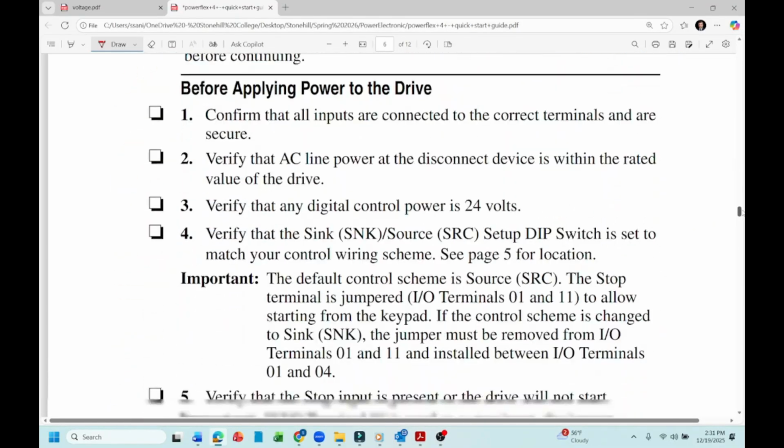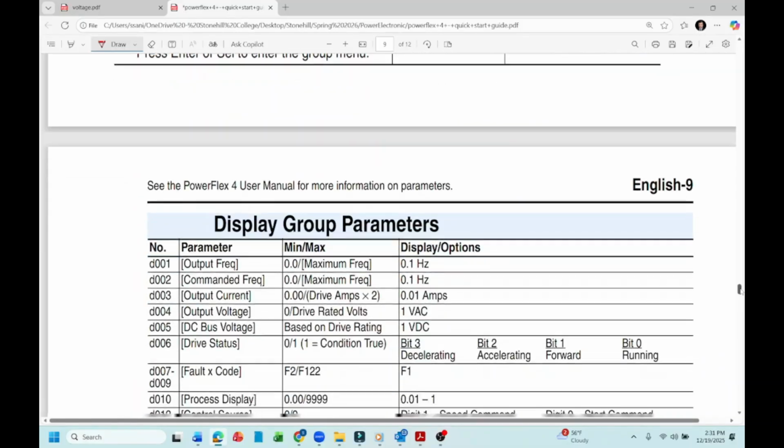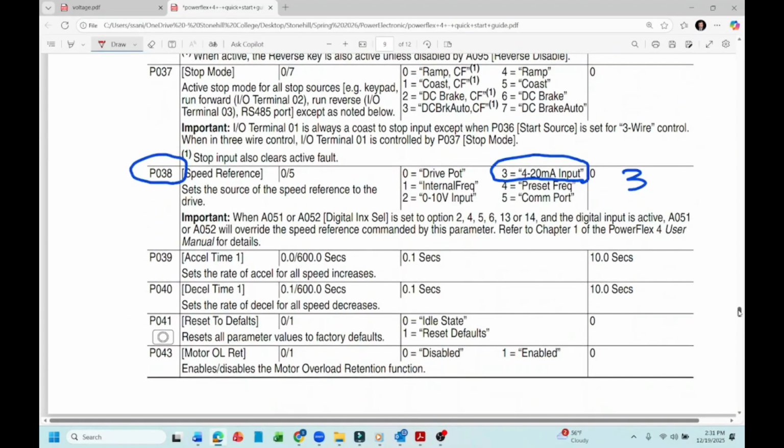So what do we need to check before running, for the programming? The first thing is P38. As you see, in the previous video we used 20 for P38, which lets you control the speed with the analog input 0 to 10. Here you should change that to 8, which tells the drive we are controlling the speed with the current input 4 to 20 milliamp. This is the first thing we should do.